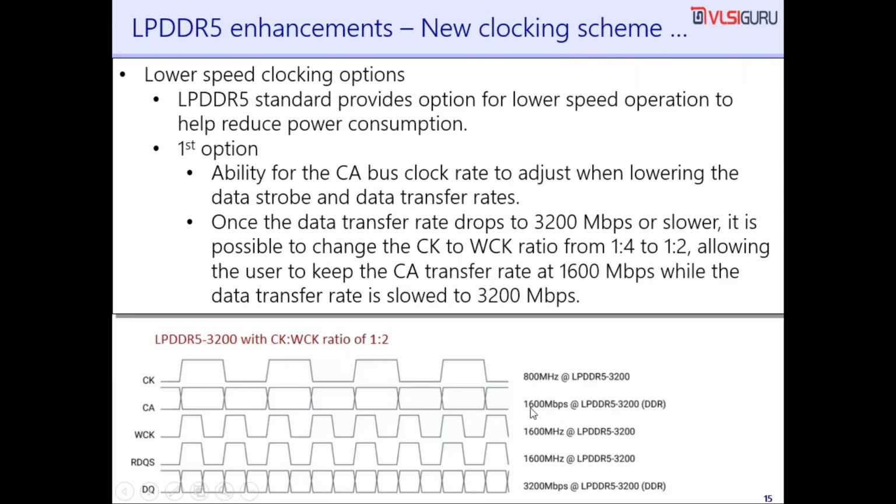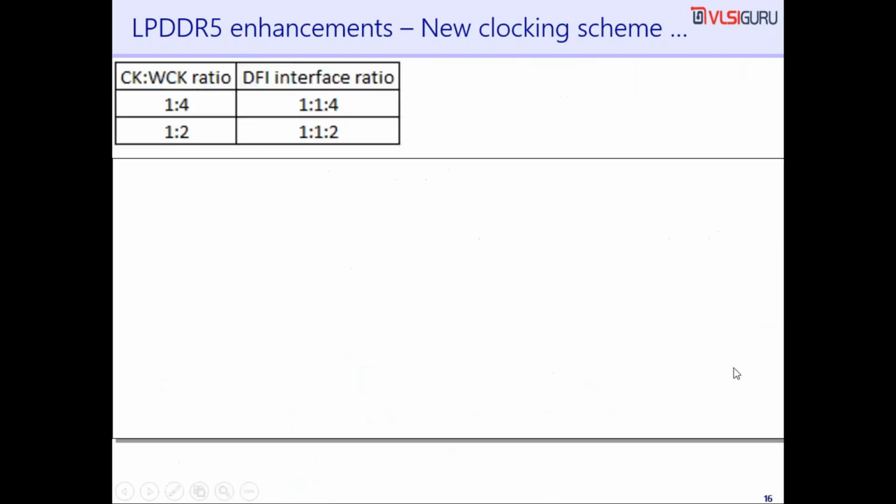The command address bus is sampled with 1600 megabits per second. Now the WCK frequency can be reduced to 1600 megahertz, where RDQS also will be running at the same frequency. The DQ transfer rate will happen at 3200 Mbps. Here the new clocking scheme has a CK WCK ratio at 1:4, DFI interface ratio at 1:1:4. If CK WCK ratio is 1:2, DFI interface ratio will be 1:1:2.